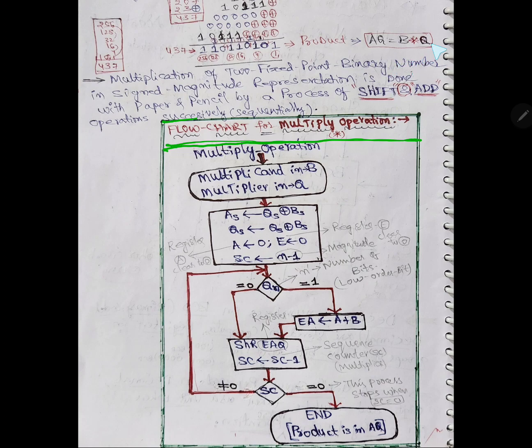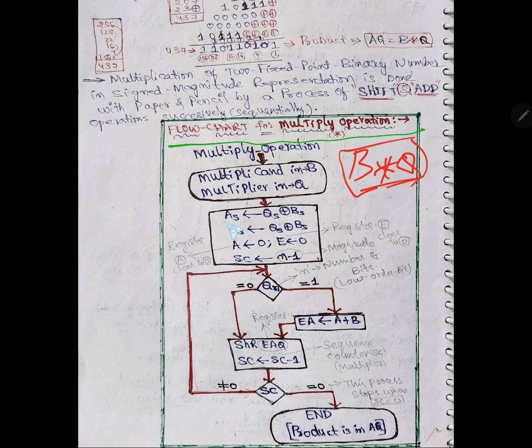Okay, now I will explain. See the cursor here and the cursor, multiplication operation, right, multiplication operation. Here multiplicand in B, multiplier in Q, right, B and Q. Now we are doing the operation B and Q, right, very simple. B into Q we are doing, right, very simple and easy.